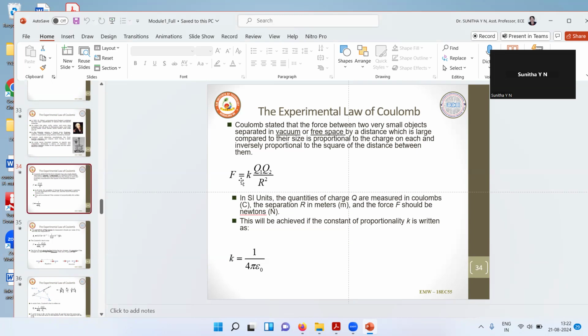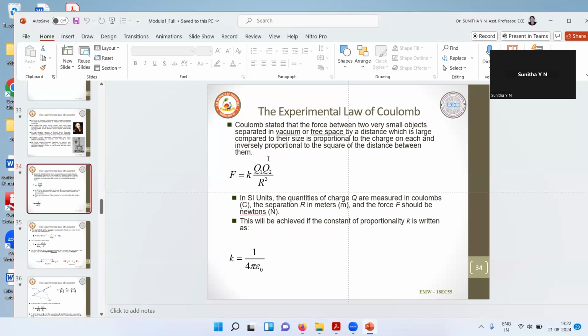We can write it in equation form. F is equal to K into Q1 into Q2 divided by R square, where K we call the proportionality constant, which can be defined as K is equal to 1 divided by 4 pi epsilon naught. Q1 and Q2 are the charges and R is the distance between the two charges.